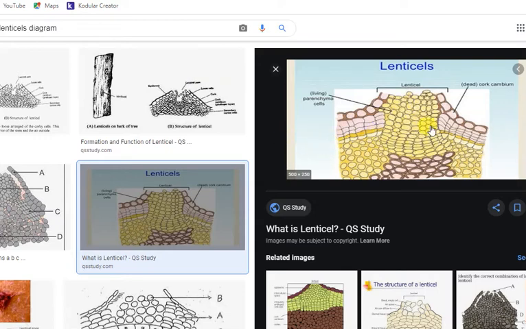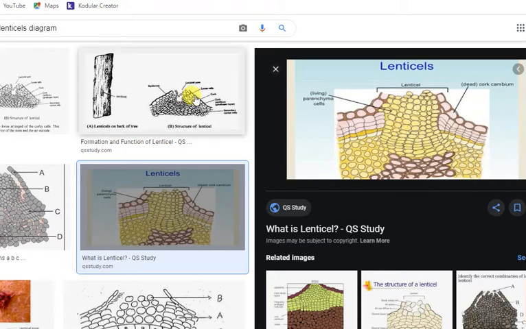These are the lenticels, and this is how they appear. We have the dead cork cambium, here the living parenchyma, and here the lenticel. Between the living parenchyma we have the intercellular air spaces. That is why lenticels are also sites of gaseous exchange, like the stomata.